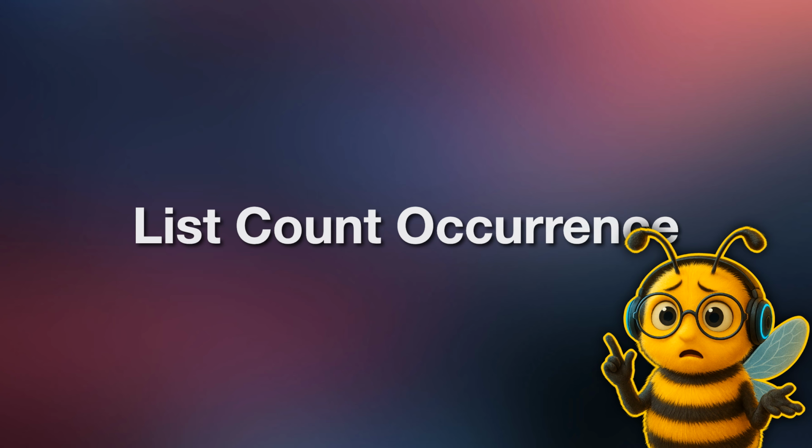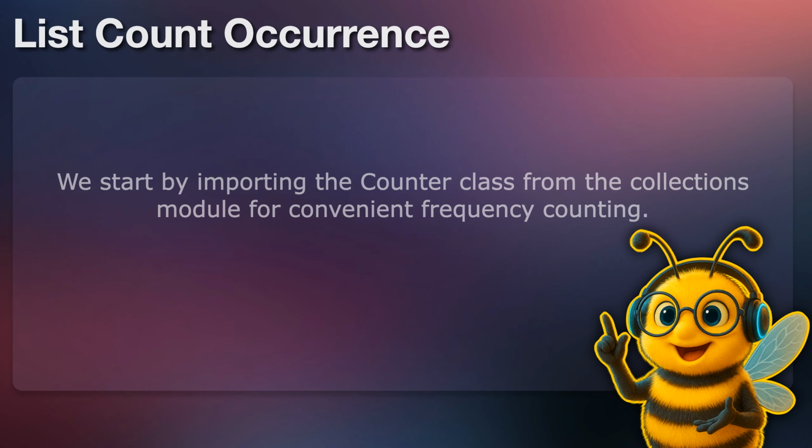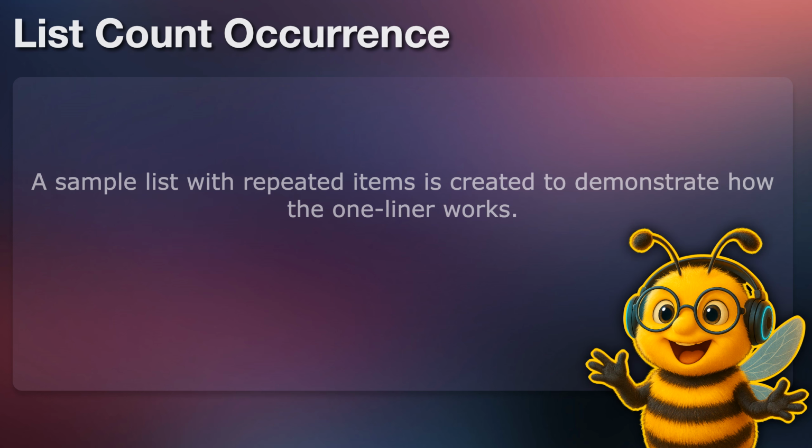Let's explore a powerful Python one-liner to quickly count item occurrences in a list for fast frequency analysis. We start by importing the Counter class from the collections module for convenient frequency counting. A sample list with repeated items is created to demonstrate how the one-liner works.